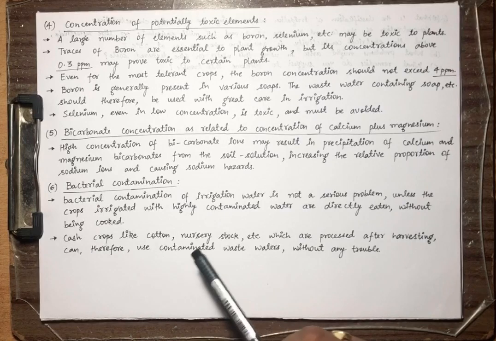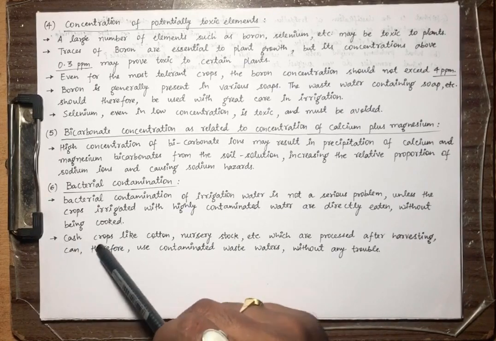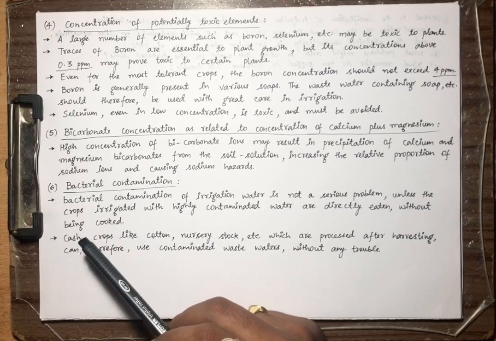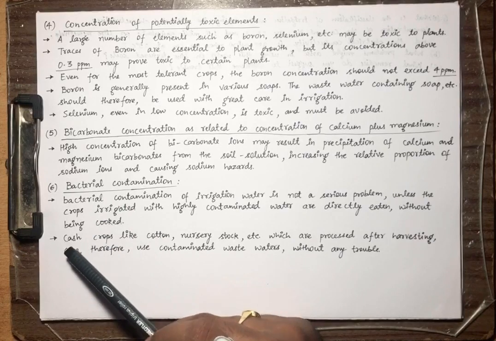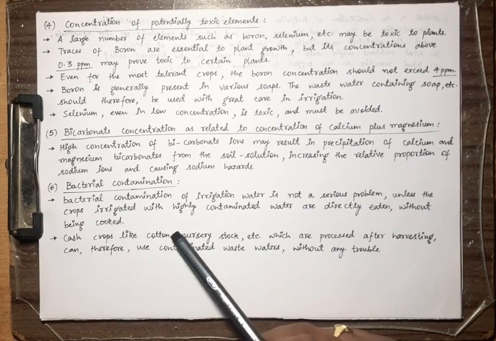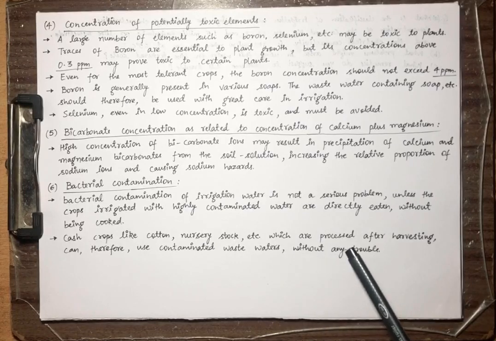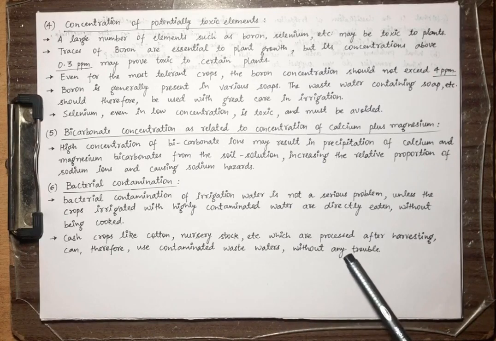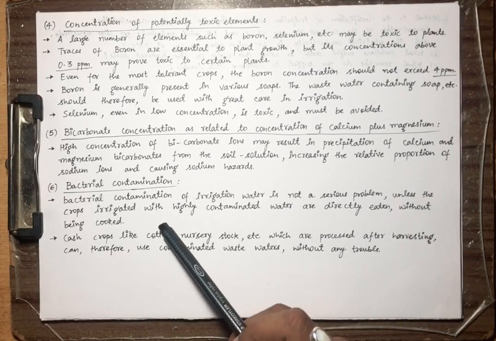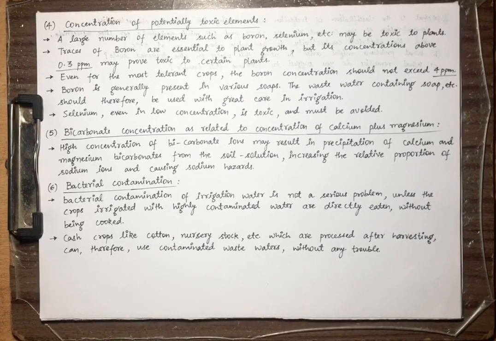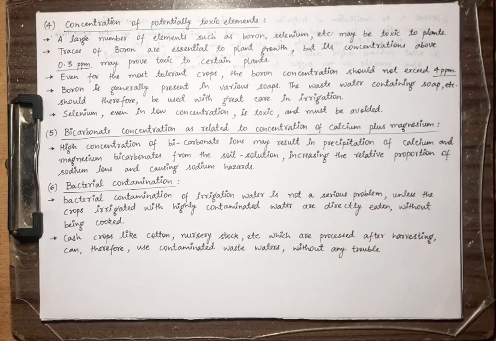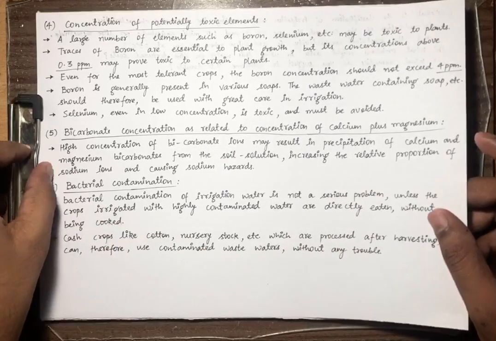Cash crops like cotton, nursery stock, etc. Cash crops are those which can be commercialized, which we can sell and earn cash. That's why the name cash crop came. Cash crops like cotton, nursery stock, etc., which are processed after harvesting, can therefore use contaminated wastewater without any trouble. After producing cotton, we have to process it to make it suitable for selling. So in these types of crops we can use contaminated water.